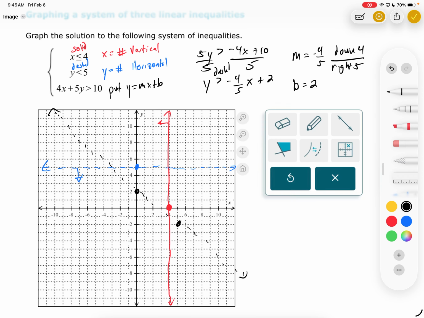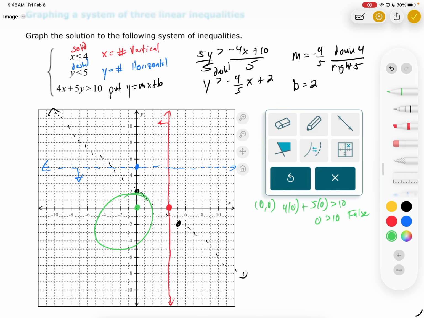Okay. We're greater than that, so I'm guessing that we're going to shade above it, but remember, we can always plug in a point to check it. I'm going to use green. I know it might be a little hard to see, but if I plug in 0, 0, actually, it's easier to plug it into this original one. 4 times 0 plus 5 times 0 is greater than 10. Is 0 greater than 10? No. So I'm going to shade away from 0, 0.